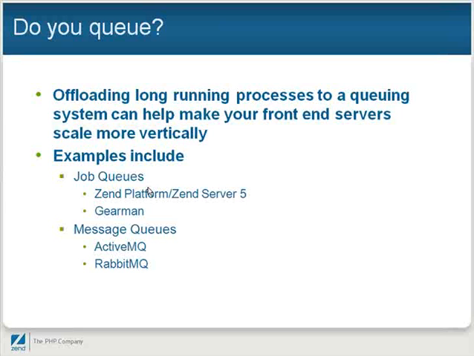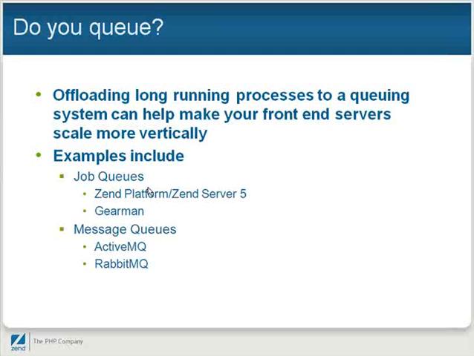There's two different types of queues that you can end up using. The first one is a job queue. This is for if you're doing something like processing a credit card transaction or building out some kind of report. You want to shove this off to a back-end server somewhere else and have it handle that functionality. The two examples that I have here are Zend Platform or Zend Server 5. 5 is currently in beta. It's not available yet. And another one here is Gearman, which does a similar thing, but it has a different architecture, things like that.